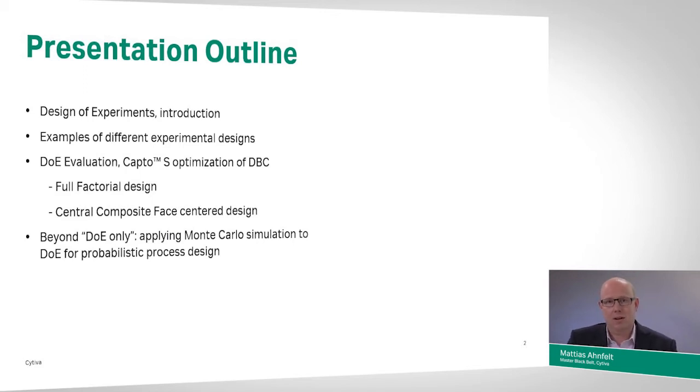The evaluation part there is divided into two parts. First, evaluating using a full factorial design, and then evaluating the dynamic binding capacity data using a central composite face-centered design. And finally, we will look into going beyond the DoE-only approach, applying Monte Carlo simulation to DoE-developed transfer function models to enable a probabilistic process design. The presentation will be split up into three parts, where today we will be looking at the first two bullets on this slide.